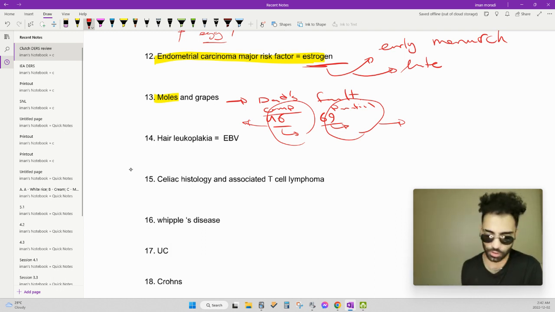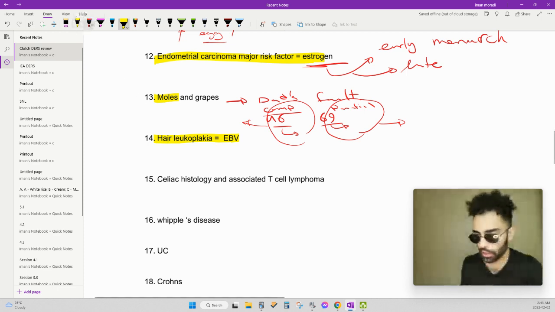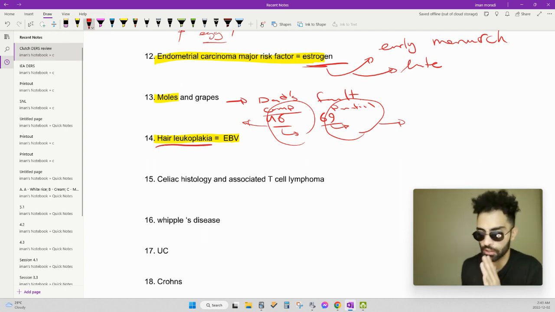The next concept is super important. I think I've seen so many people make this mistake, and that's the differentiation between leukoplakia and hairy leukoplakia. It's about the mouth. Hairy leukoplakia happens on the side of the tongue. It's not a pre-malignant lesion. It's just there. It doesn't turn into cancer, and the risk factor for it is EBV.